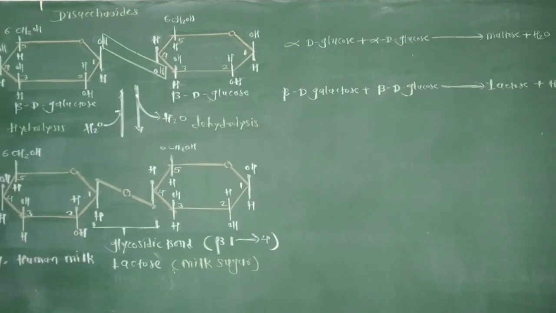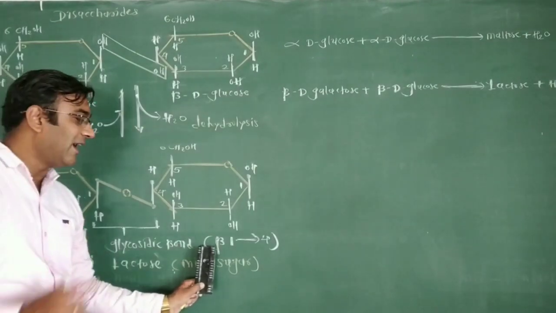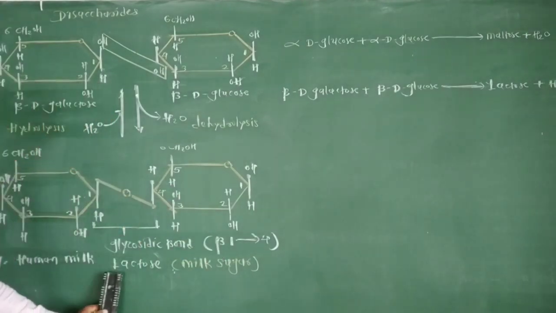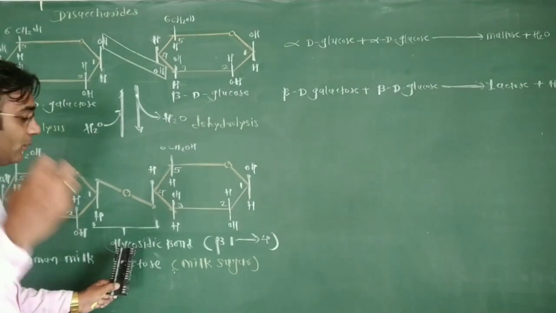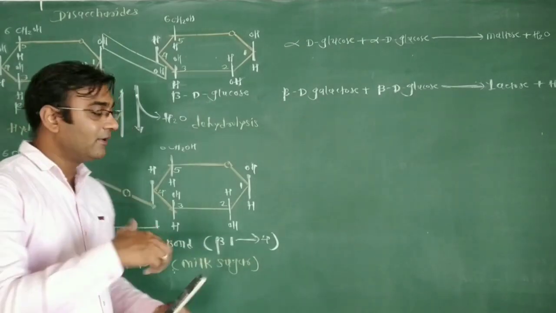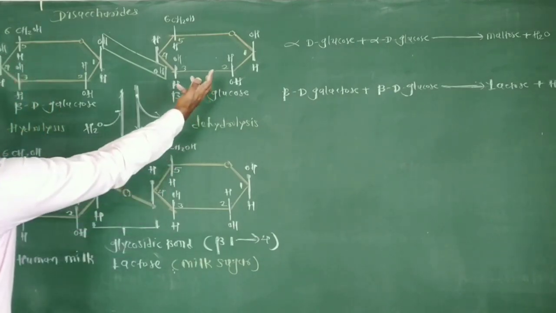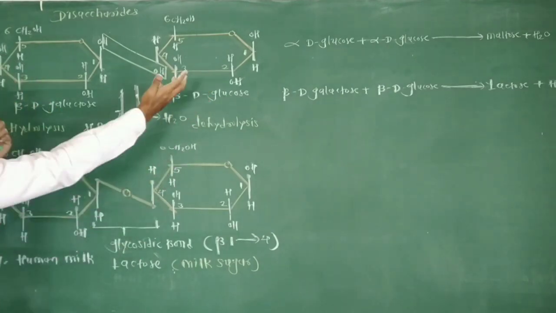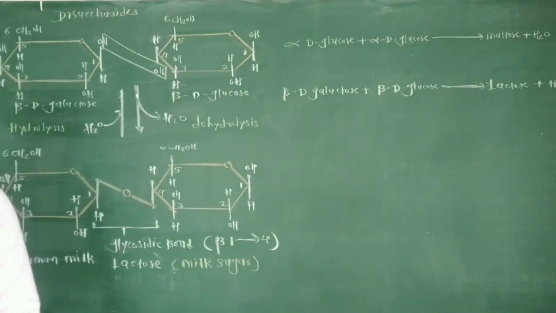So we prepare two types of disaccharide. First maltose, where the position of the glycosidic bond is alpha 1 to 4. Now we prepare lactose, and the position of its glycosidic bond, a very important question, is beta 1 to 4. Now once again we change the monosaccharide to get a disaccharide.